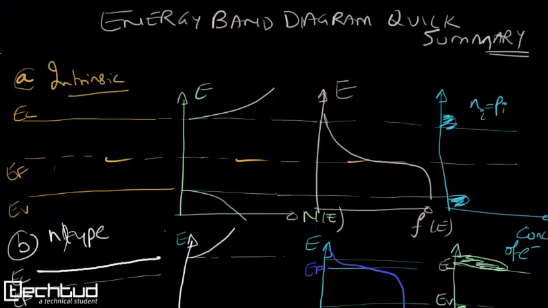In this module, we are going to quickly summarize the energy band diagram. I hope the earlier modules have been very clear to you, and in this module, we are going to summarize whatever we have learned from the previous modules. So, these are the energy band diagrams that I have drawn for an intrinsic semiconductor.